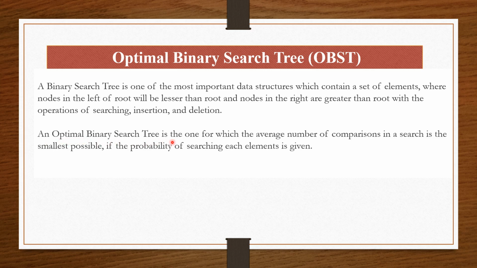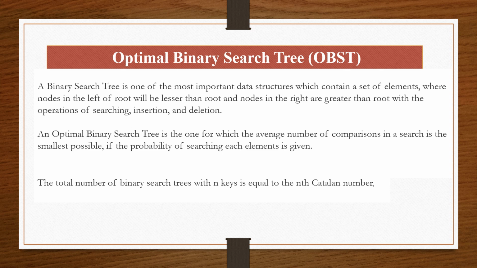An optimal binary search tree is the one for which the average number of comparisons in a search is the smallest possible if the probability of searching each element is given. So you should be given the probability of searching each element. Only then you can construct an optimal binary search tree.